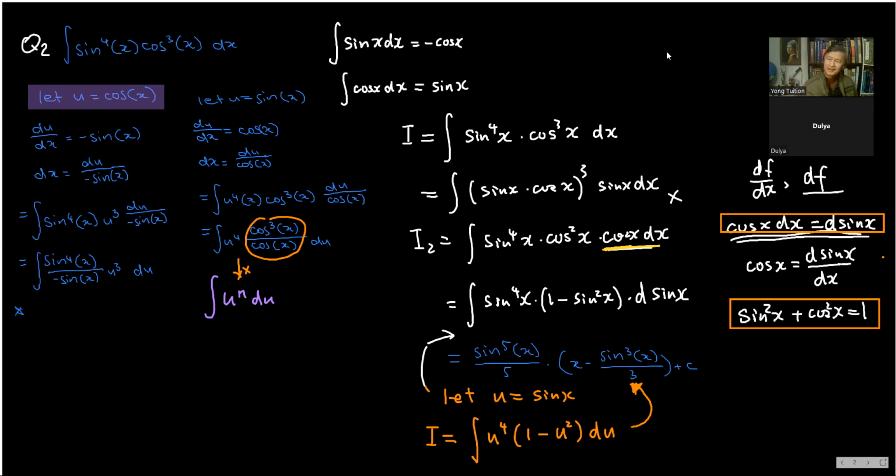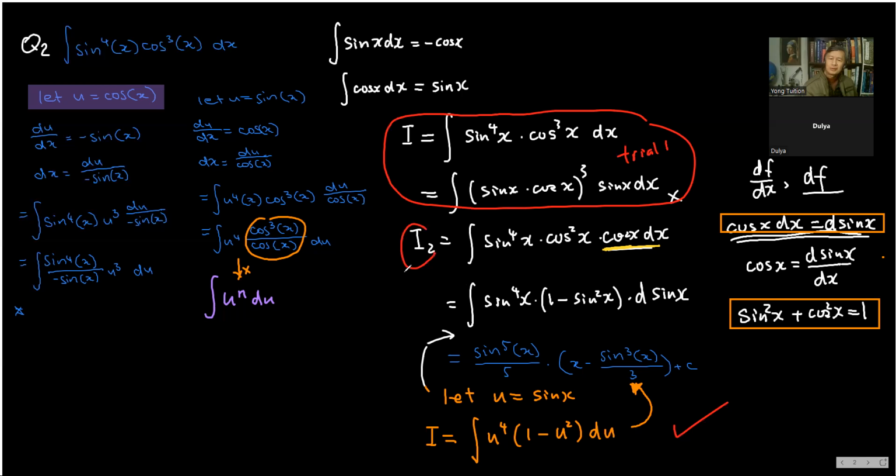Done it. Can you see the trick we use here? Although the first one failed, can you see this first trial, trial 1, failed? Can you see? This trial 2 is a success. Okay. Let's go to the next one.